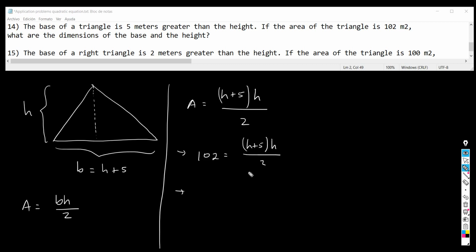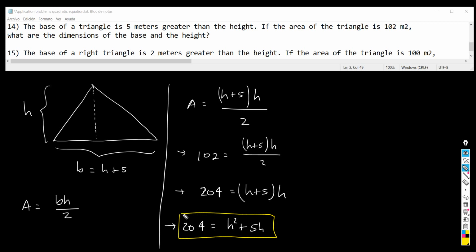Okay? One more time, this doesn't look like a quadratic equation, but once you arrange it in a certain way, we can find this. We multiply these two factors. There you go. This is one more time another quadratic equation. The variable is h, and I need to solve it in order to find h, which is the height, right? And once I know the height, I can know the base because I can put the height in there.